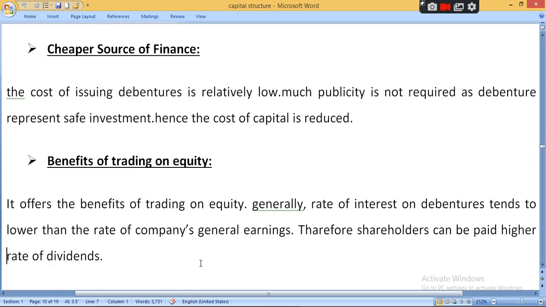Then benefit of trading on equity, I again repeat, trading on equity means leverage, use of borrowed capital in your capital structure. So how is leverage benefit available? If in your capital structure there are two types, that is equity plus debenture, so whatever profit is earned by the company, company has to pay only fixed interest to the debenture holder, so remaining profit is available to the equity shareholder. So in that sense, company is able to provide a higher rate of dividend to their equity shareholder, so trading on equity benefit is available, leverage benefit, clear?